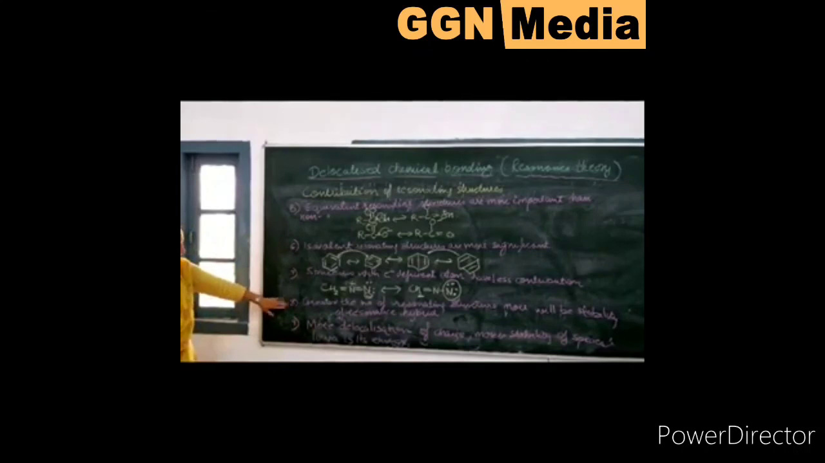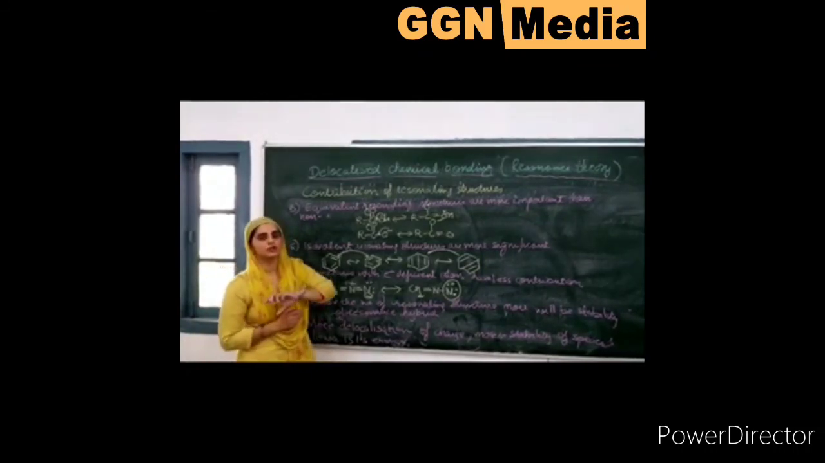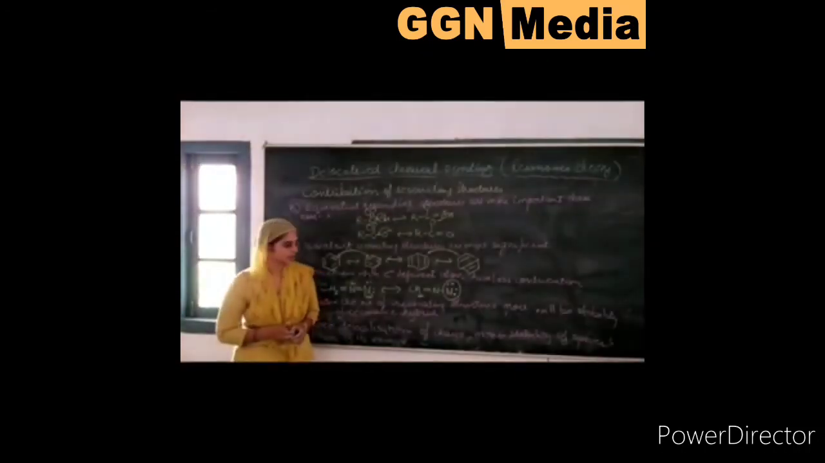Then the eighth point says the greater the number of resonating structures, the more will be the stability of the resonance hybrid. Ninth, the more delocalization of charge, the more is the stability of the species. What is delocalization? Delocalization is the distribution of electrons over the whole molecule encompassing all the carbon atoms.